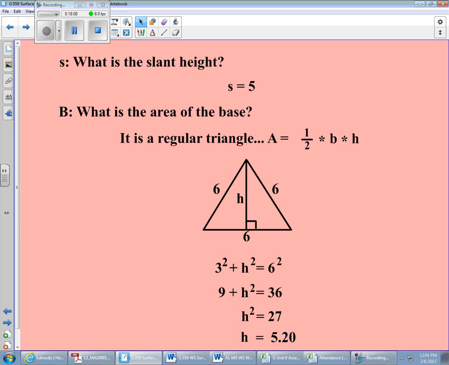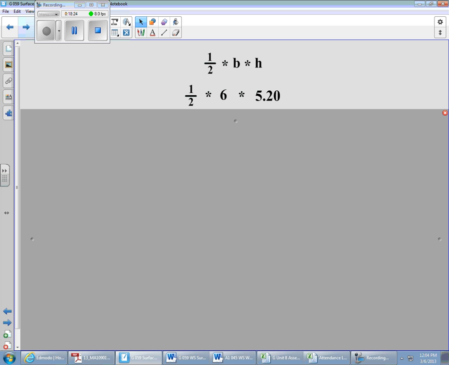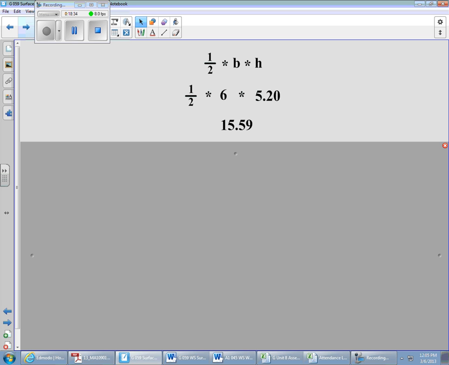So we're still working on the area of this base. We need to take this number and plug it into our formula for the area of a triangle right back here, along with our base information, which was 6. So we're still working on the area formula for the base, 1/2 times base times height. But now we have all the information that was needed to work that formula. So 1/2 times 6 times 5.20, when you don't dump off any of the decimals, ends up coming out pretty close to 15.59.